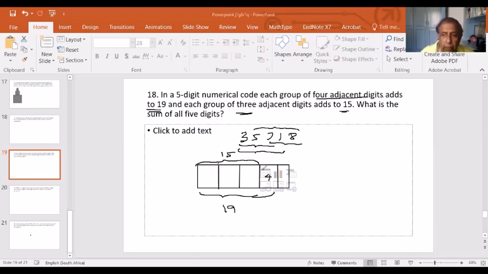Now, for the same reason, if you add up these 4 numbers, you're going to get 19. And if you add up these 3 numbers here, you're going to get 15. So, if you go from this end, you're going to get 19 this way and 15 this way. So the first one is also a 4.